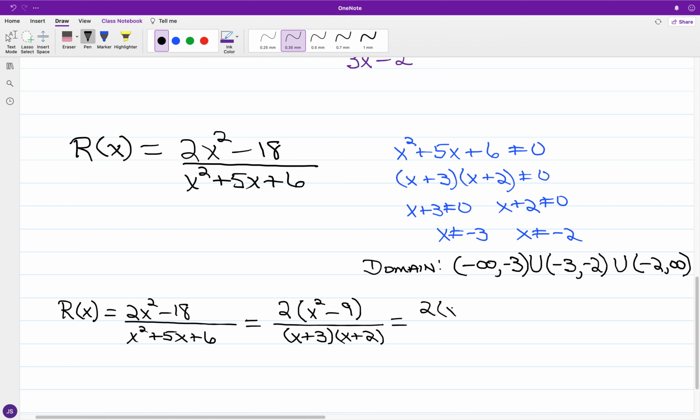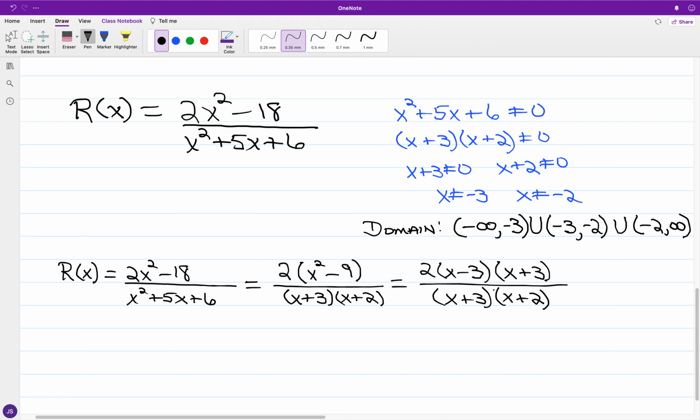And in the case of factoring x squared minus 9, we have the quantity of x minus 3 as well as the quantity of x plus 3, all over the quantity of x plus 3 times that of x plus 2. And if you notice between the numerator and denominator, we have a common factor of x plus 3. So x plus 3 is going to cancel completely. X plus 3 cancels out.